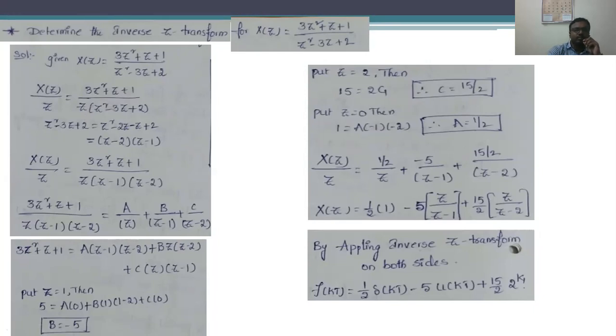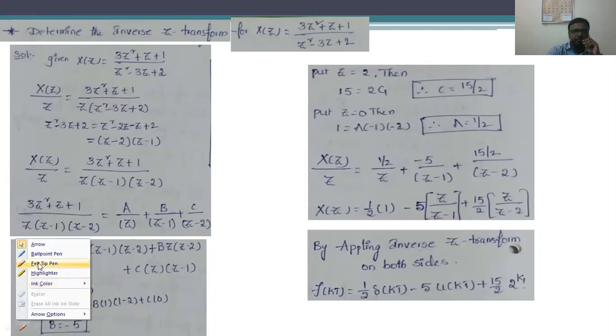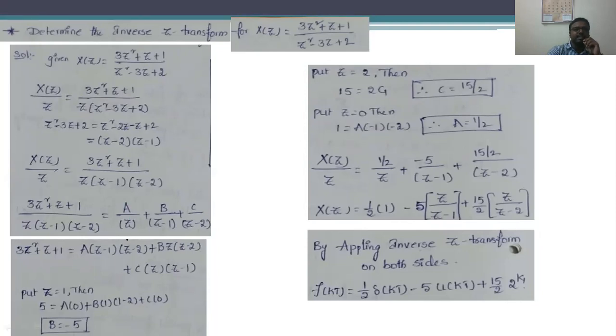Okay, so it is going to be expanded using the partial fraction method as A by z plus B by z minus 1 plus C by z minus 2. That means z minus 1 and z minus 2 are two poles. The denominator has the two poles, that is at 1 and 2. Therefore, the expression is partially divided into A by z plus B by z minus 1 plus C by z minus 2.